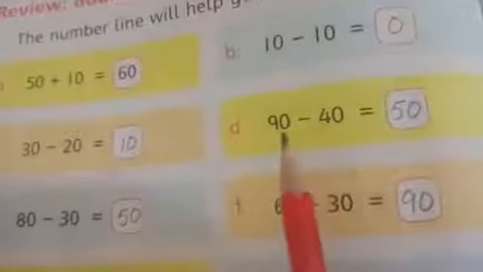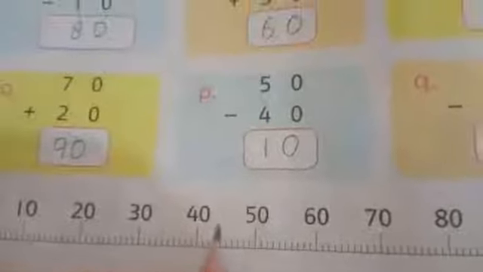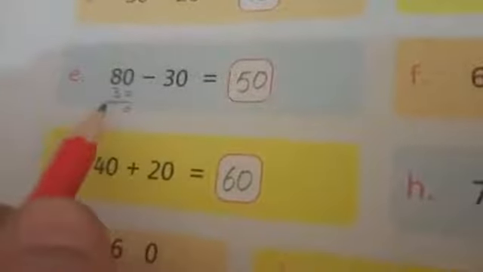The next one is 90 minus 40. The answer is 50. Look at here. 90 minus 40. Cut 1, 10, 20, 30, 40. The answer is 50. 90 minus 40. The answer is 50. The next one is 80 minus 30. Cut 30. 0 minus 0. 8 minus 3. The answer is 5. 80 minus 30. Answer is 50.